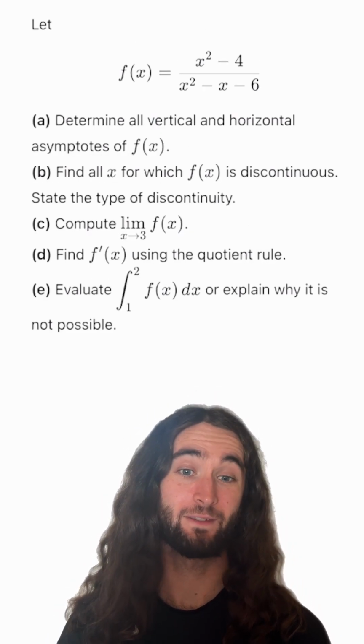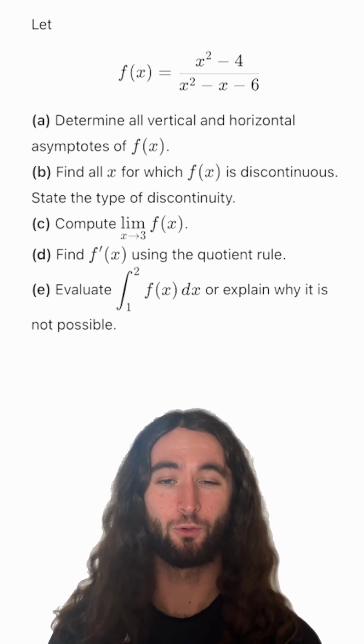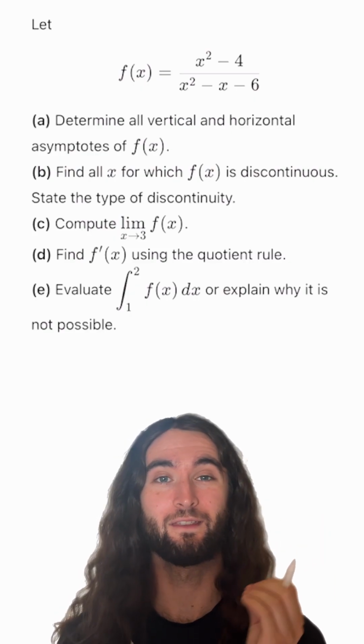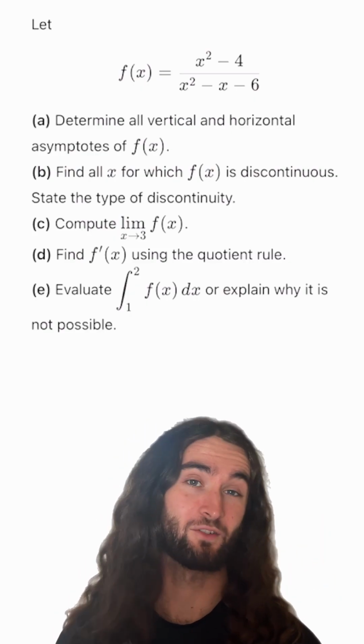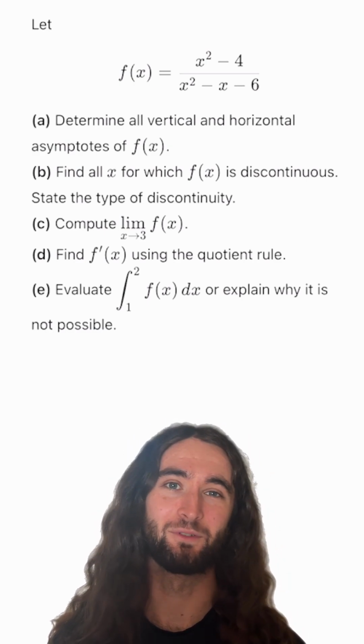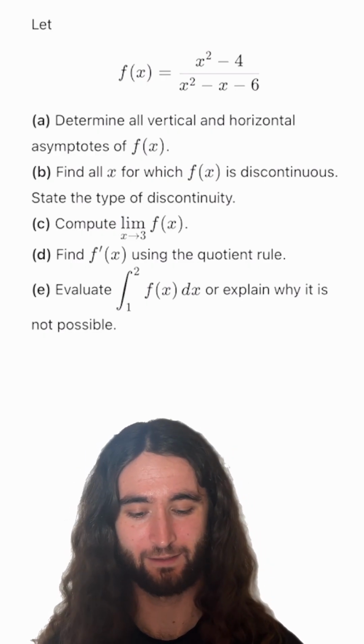Okay, and finally we have the integral from 1 to 2. Now they warn us that it might not be possible. The reason that it wouldn't be possible is if that interval included that vertical asymptote. But it doesn't. We know the vertical asymptote is over at x equals 3, and 3 is not in between 1 and 2, so we don't have to worry about that. It should be possible to calculate this integral.